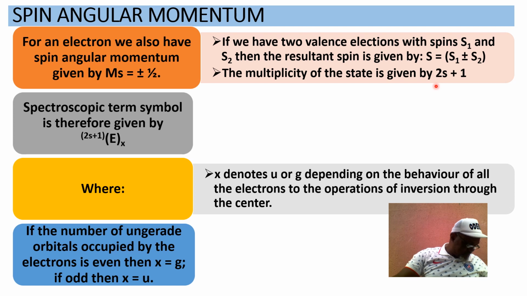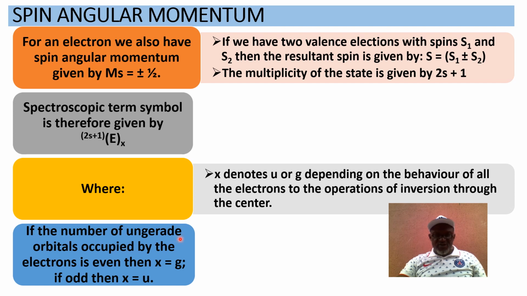Now the spectroscopic term symbol is therefore given by this. This letter here represents the sigma, the pi, or the inverted delta sign, which we say are the three possible states we can get. So any of them, when we calculate the lambda, is what we get here. Now this is our multiplicity, 2s plus 1, which we'll calculate from the spin. And x denotes our u or g. Remember our ungerade and gerade, depending on the behavior of all electrons under the operation of inversion through the center. This is how we'll get the x.